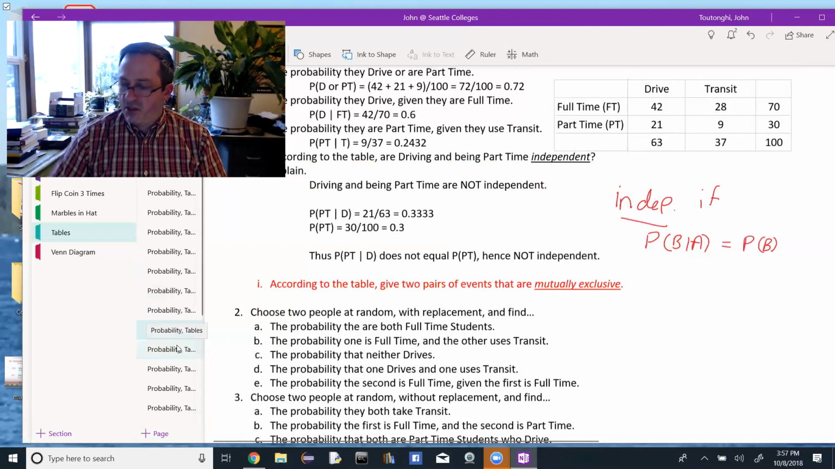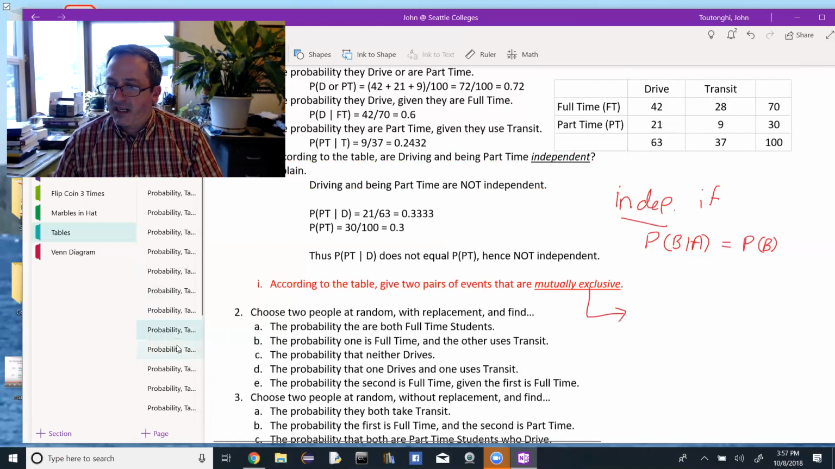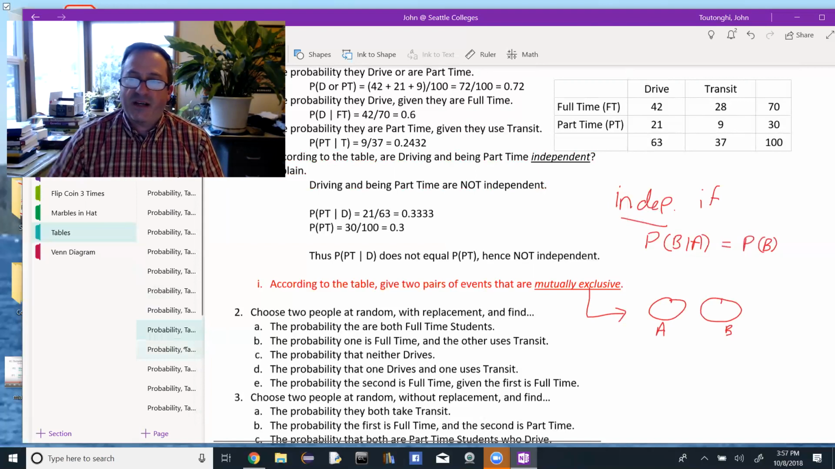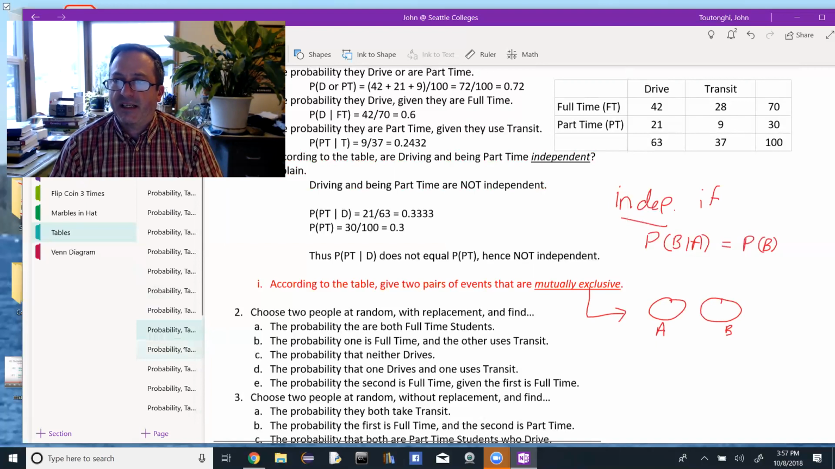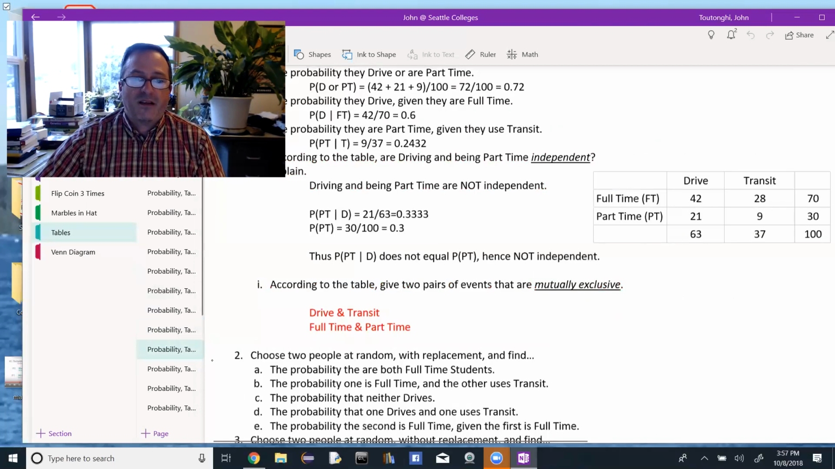So the picture of mutually exclusive events would be, if A is over here and B is over here, and they don't have any people in common. Another way of saying that is that the probability of the intersection is 0. Okay, so two things that are mutually exclusive.